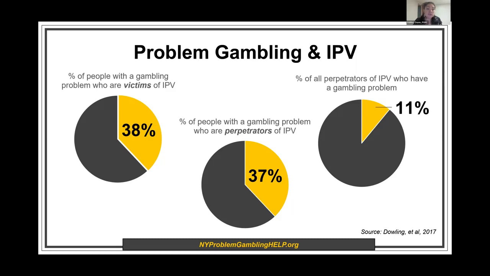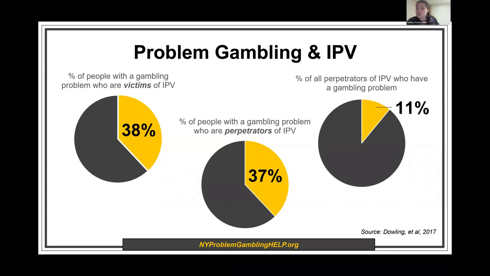38% of people with a gambling problem reported being either a current or past victim of intimate partner violence. That's wild. That's 4 out of 10 people who come in for, or who acknowledge having, a gambling problem also report being a victim of intimate partner violence. And 37%, so very similar, still almost 4 in 10, say that they are current or previous perpetrators of IPV.